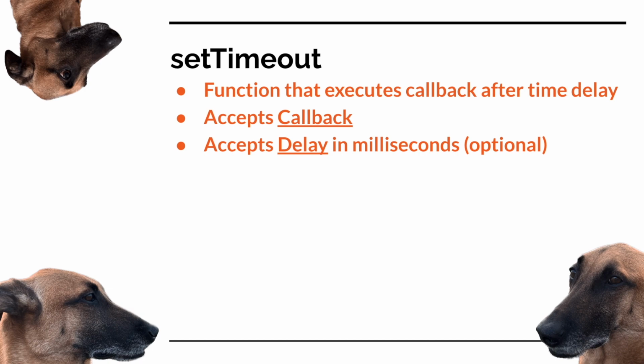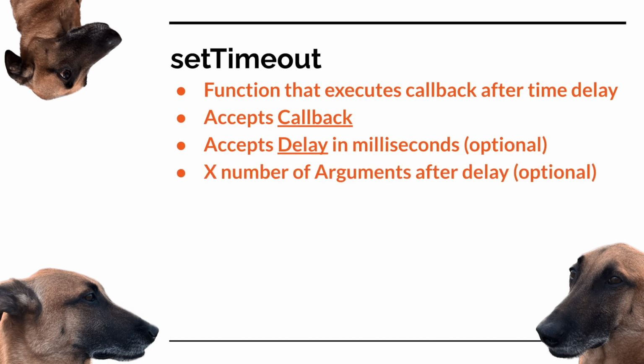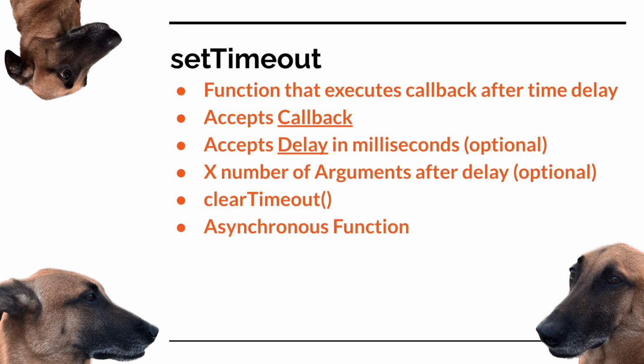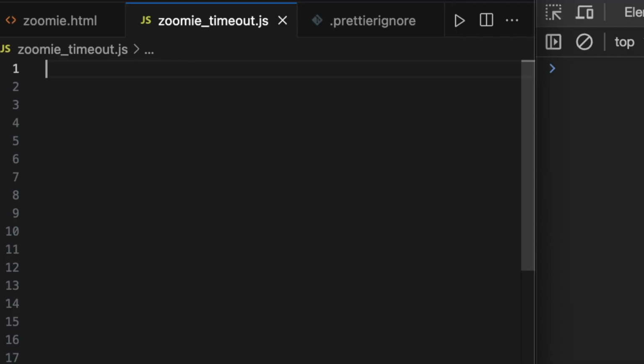Optionally, you can pass X amount of arguments after the delay to be passed into the callback. You can also stop the execution of a timeout by using the clearTimeout function. Now, setTimeout is asynchronous, so it doesn't block the call stack. All right, so how do we write one?